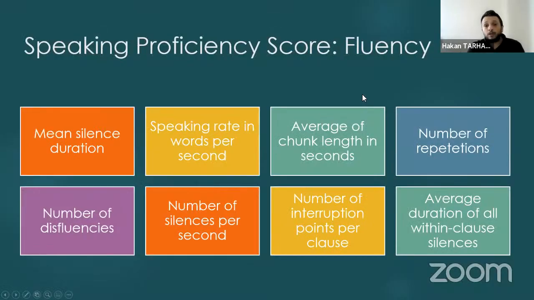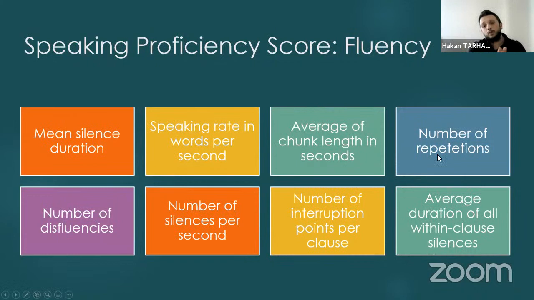So I would like to mention some of the features they use to measure spoken performance. For example, they say they measure fluency, but they don't have a score called fluency. It's not a feature, it's a category. Features are more specific. For example, in order to measure fluency, they measure mean silence duration, speaking rate in words per second, average chunk length in seconds, number of repetitions, number of disfluencies, number of silences per second.